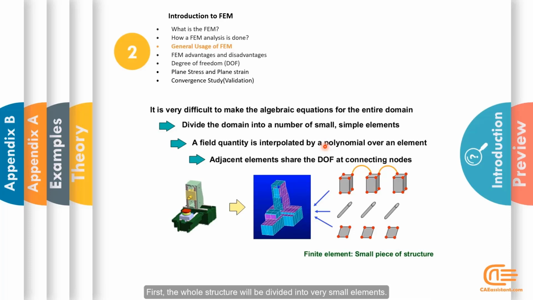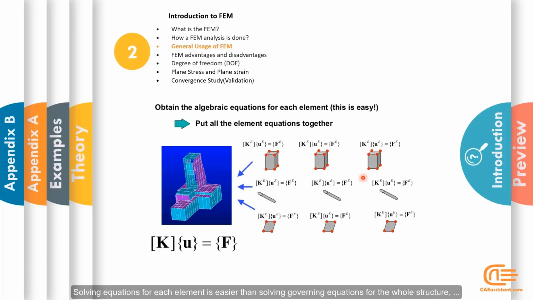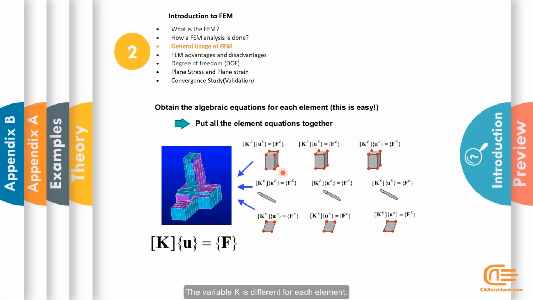First, the whole structure will be divided into very small elements. Note that these elements can have different types of 3D, 1D, and 2D. These elements have common nodes with other adjacent elements. These nodes share their degree of freedom with the side element. Solving equations for each element is easier than solving governing equations for the whole structure. So the software solves the shown relation KU equal F for each element. The variable K is different for each element.